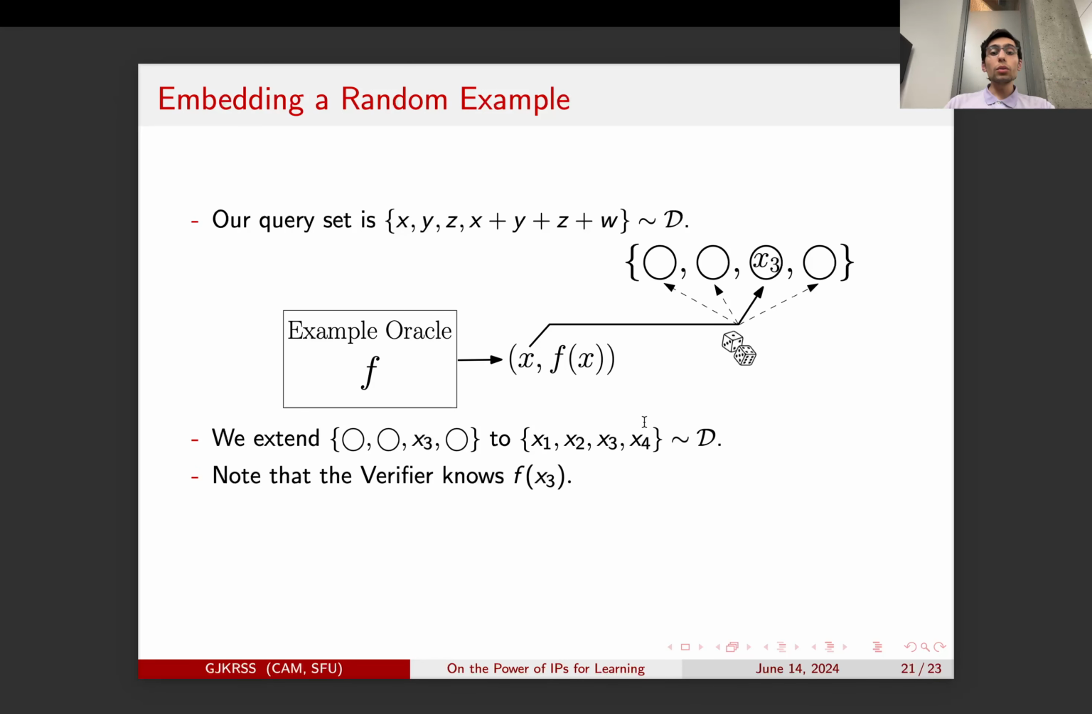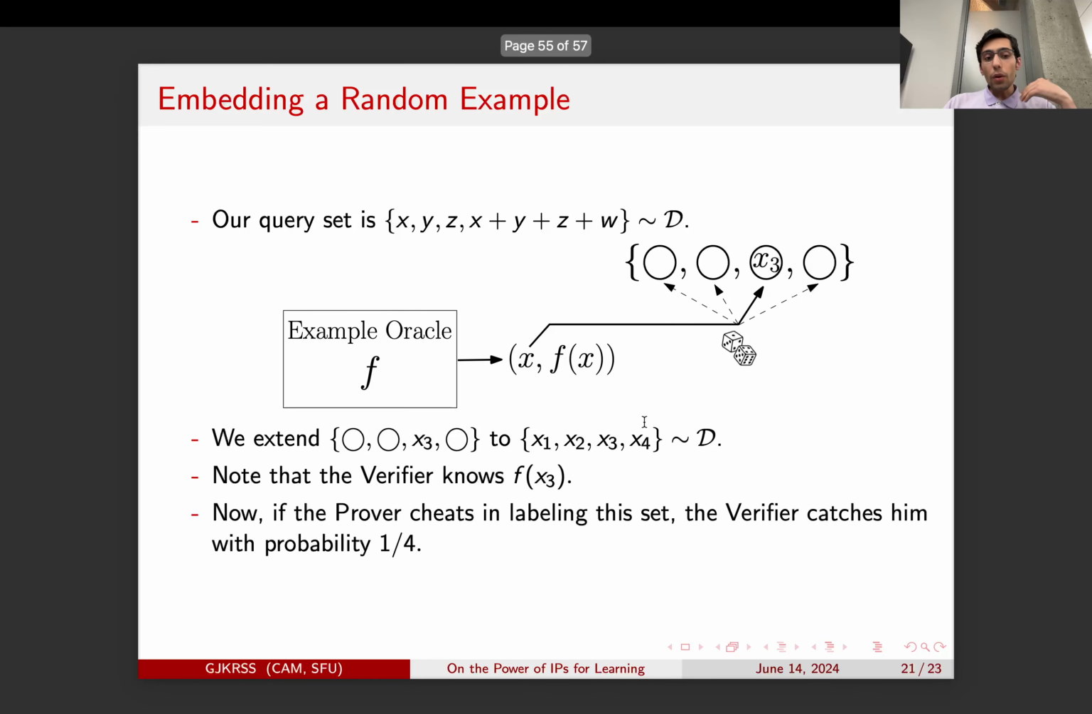Now the verifier knows the evaluation of f on one of these values in this query set. So based on this image, the verifier knows the value of f at x3. Now if the prover wants to label these query points for us, and the prover wants to cheat, the verifier will catch him with probability 1/4 because the location of this known query is uniformly random in this query set.